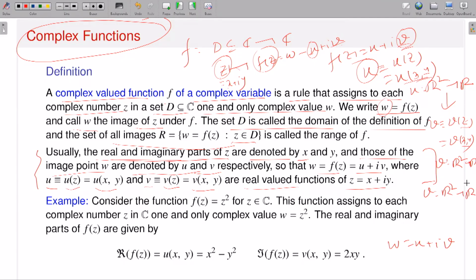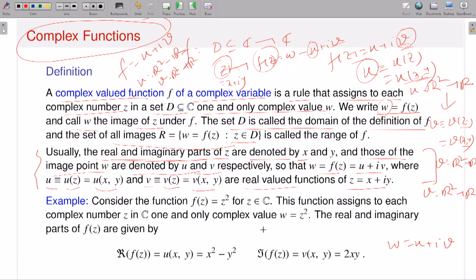So in other words, what I'm trying to say is that each complex valued function of a complex variable I can break up into two parts of the form u plus iv, where u is a map from R2 to R and v is also a map from R2 to R. That is very important. So any complex valued function of a complex variable I can write in this kind of form, u plus iv.